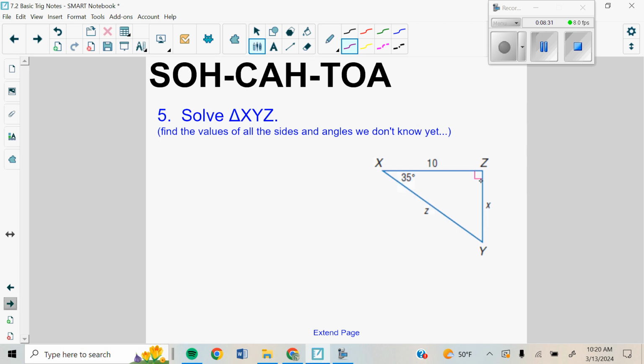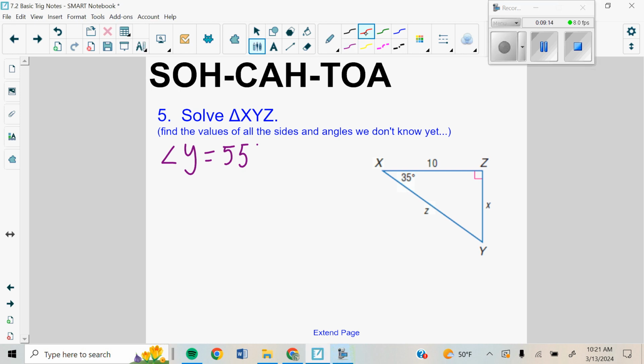Great. Problem 5 says solve triangle XYZ. So this means we're going to find all the values, the angles and the sides, that we don't know. If we look at our angles, that's usually a nice way to start. And we're in luck. We know 2 out of the 3. Our triangle angles add up to 180. So we can just take 180 minus the 35 and minus the 90 to find angle Y. So go ahead and take 180 minus 90 minus 35, and we are going to find angle Y is equal to 55 degrees. All right, so that's an easy one. That one's out of the way.